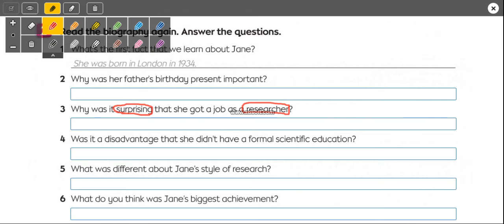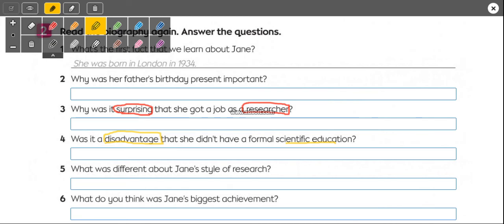Okay, number 4. Why was it a disadvantage that she didn't have a formal scientific education? disadvantage معناها عيب أو it's not advantage يعني غير ميزة. شيء يعيبها إن هي ما عندها scientific education. لا طبعا ما يعيبها أبدا. No, it was a good point because she loves animals so she can research about them.